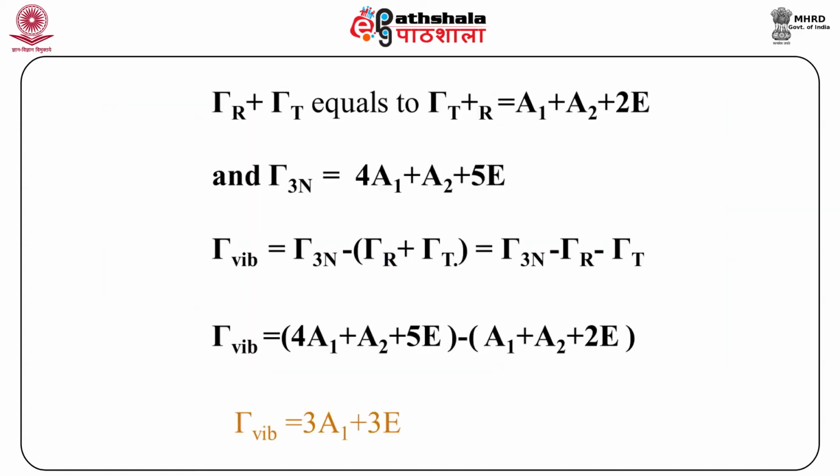So, tau r plus tau t, that is tau r plus t, is equal to A1 plus A2 plus 2E. But tau 3n is 4A1 plus A2 plus 5E. Therefore, tau vibration is equal to tau 3n minus the sum of tau r plus tau t, which is 4A1 plus A2 plus 5E minus A1 minus A2 minus 2E, that is 3A1 plus 3E.